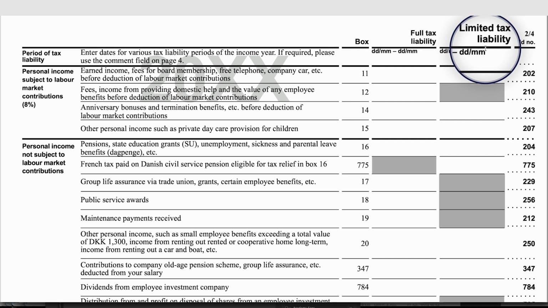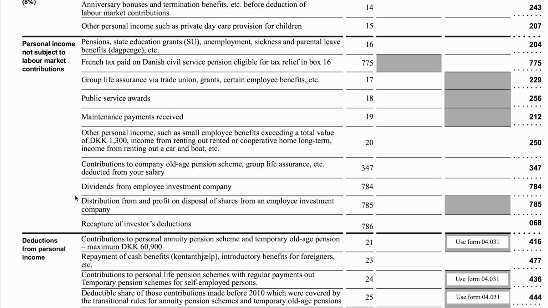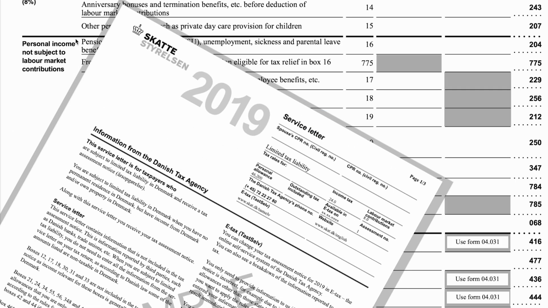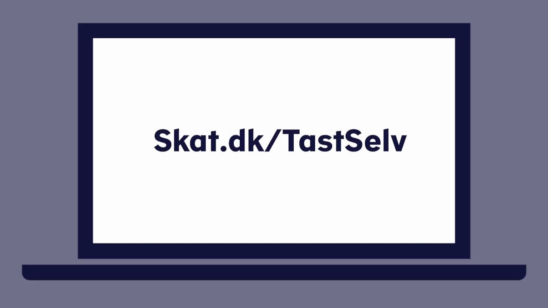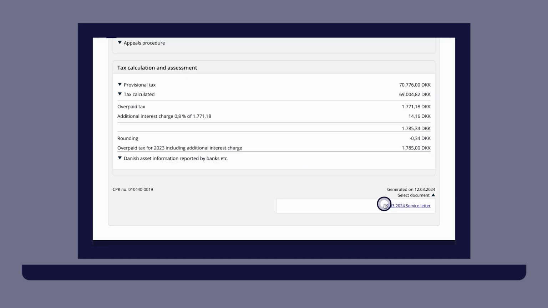Fill in the dates for each period of tax liability in Denmark. Fill in income and what's relevant for you by first calculating the amounts for each tax liability period. To find the information, check your service letter, which you will find by logging on at skat.dk/tastsel and choosing See Your Tax Assessment Notice, and then select Document. You will also receive your service letter by post along with your tax return.